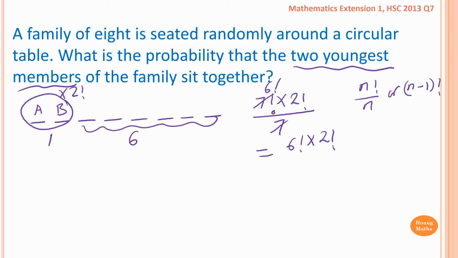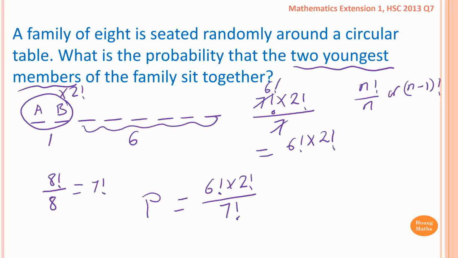Now for no restrictions, that is a factorial. Because it's a family of 8 arranged in a circle, it is 8 factorial over 8, which is 7 factorial. So therefore, the probability that the 2 youngest members sit together is equal to 6 factorial times 2 factorial over 7 factorial. 7 factorial is just 7 times 6 factorial, so we cancel out. 2 factorial is 2 anyway, so it is 2 over 7.